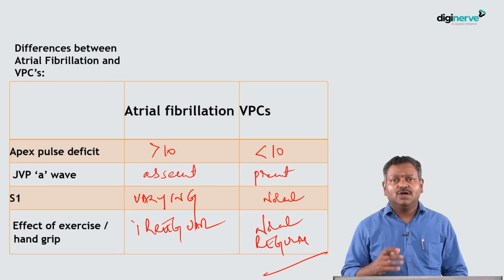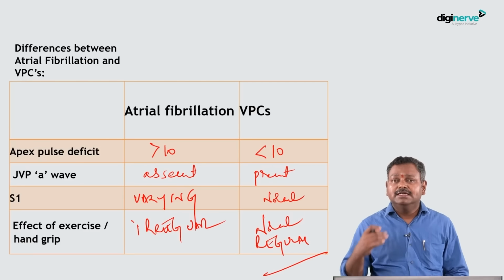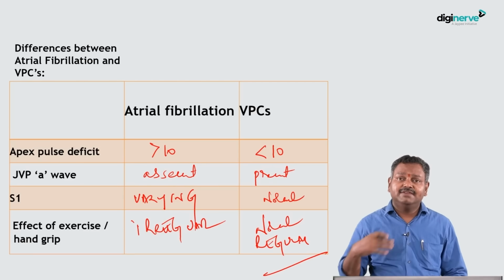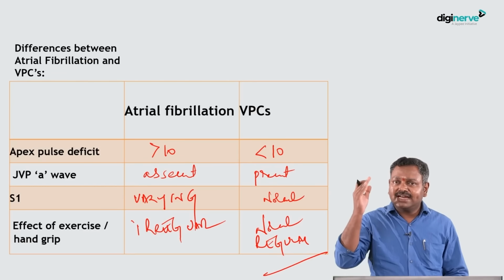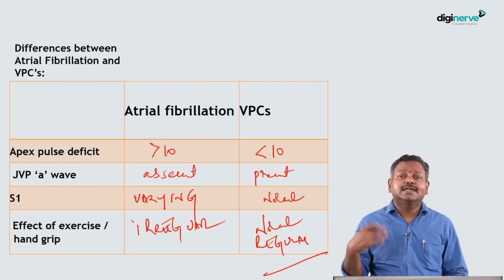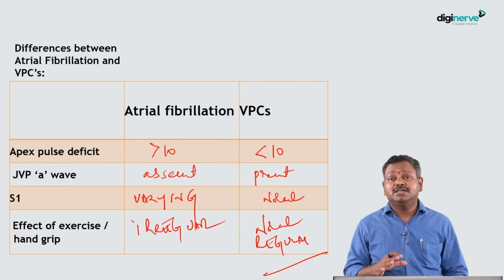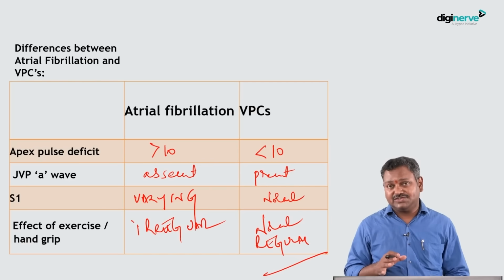Always remember, ectopics happen in the refractory period, and when we exercise or do a hand grip, the heart rate increases, and when the heart rate increases, the refractory period decreases, and since the ectopics come under the refractory period, the ectopics will no longer be able to come and the pulse will become regular. So this is a very important difference. This is always asked.